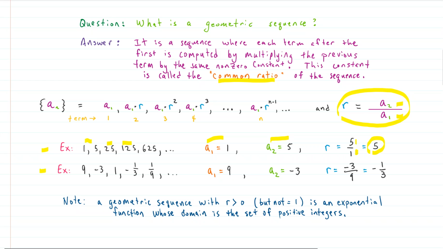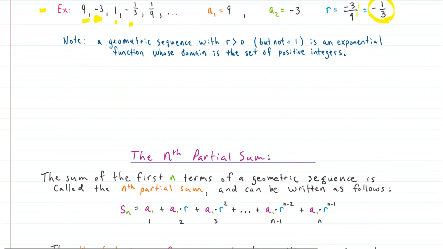In our next example, the first term is 9, and the second term is -3. You take -3 divided by 9, and you get -1/3. That is our common ratio. So 9 multiplied by -1/3 gives me -3. -3 multiplied by -1/3 gives me 1. 1 multiplied by -1/3 gives me -1/3, and so on. Those are the basics of a geometric sequence.